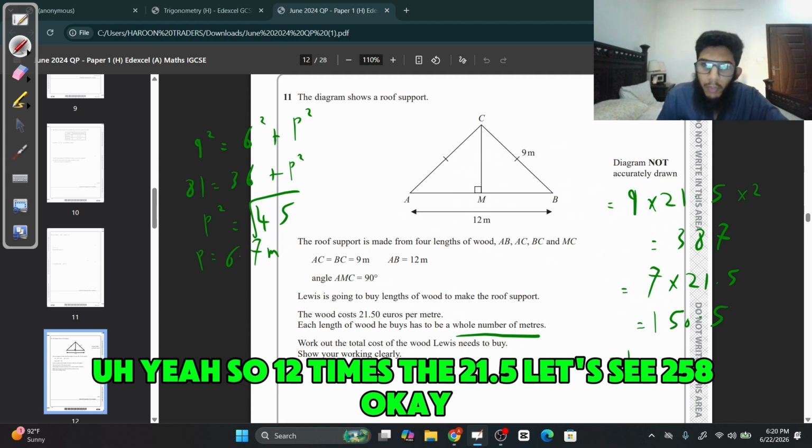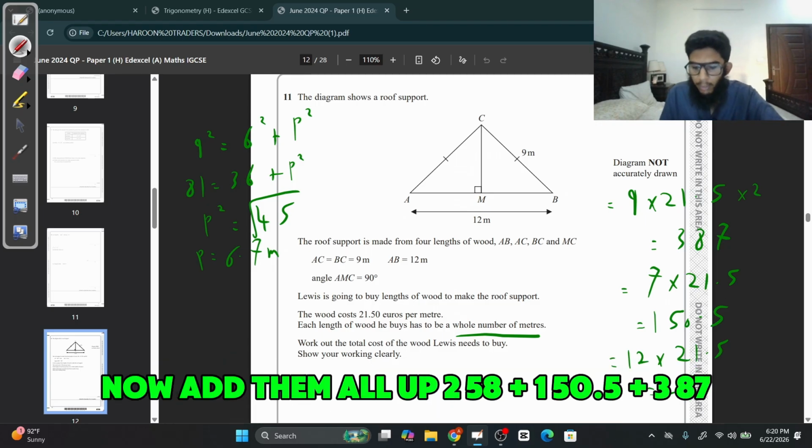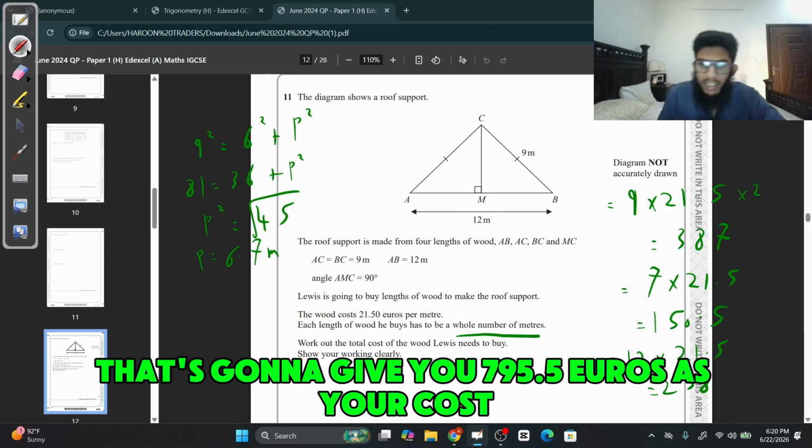So 12 times the 21.5, let's see, 258. Okay, now add them all up. 258 plus 150.5 plus 387, that's going to give you 795.5 euros as your cost.